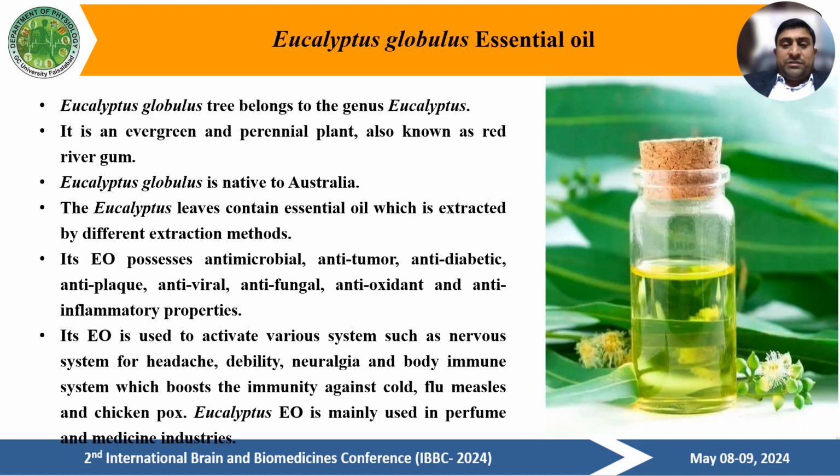Eucalyptus globulus is a plant from which essential oil is extracted. It is native to Australia, and it has huge biological applications like antioxidant activity, antimicrobial activity, anti-diabetic, antiviral, and antifungal activity. Secondly, due to the high demand, it has excellent application in different medicinal industries also.